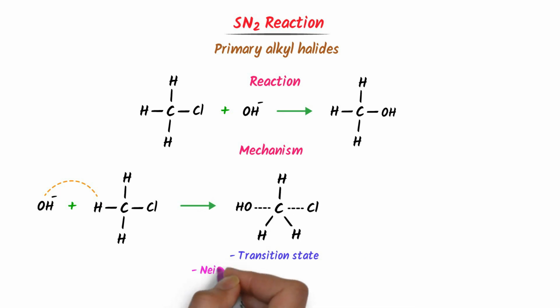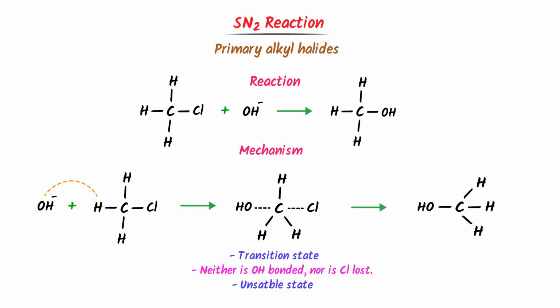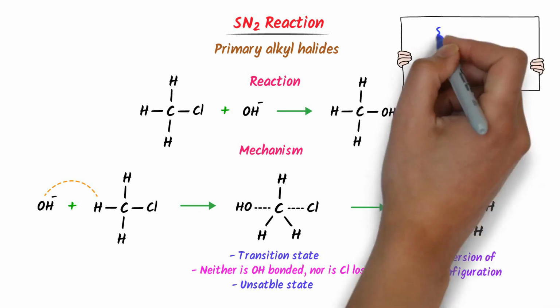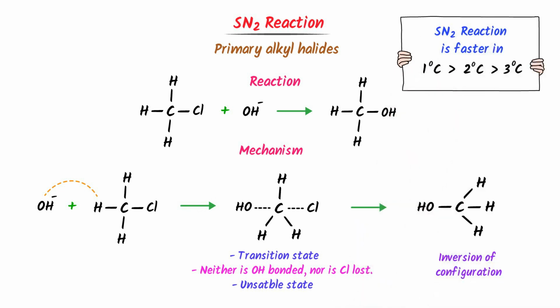In this state, neither is OH completely bonded to the molecule, nor is the halogen completely removed. Remember that this is an unstable or temporary state. Finally, we get this molecule and the halogen is substituted by OH. In SN2 reactions, inversion of configuration occurs. Also remember that SN2 reaction is faster in 1 degree carbon, then 2 degree carbon, and then 3rd degree carbon. Thus, this is the mechanism of SN2 reaction.